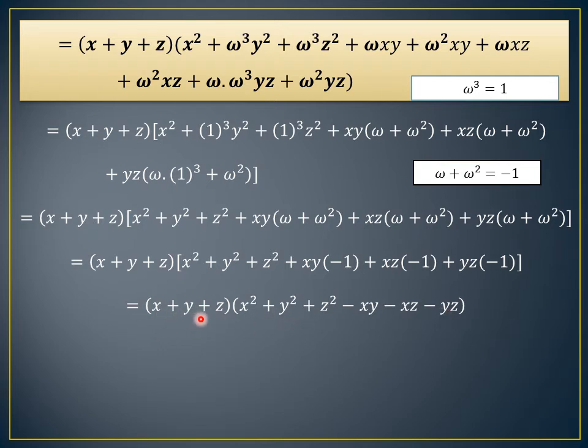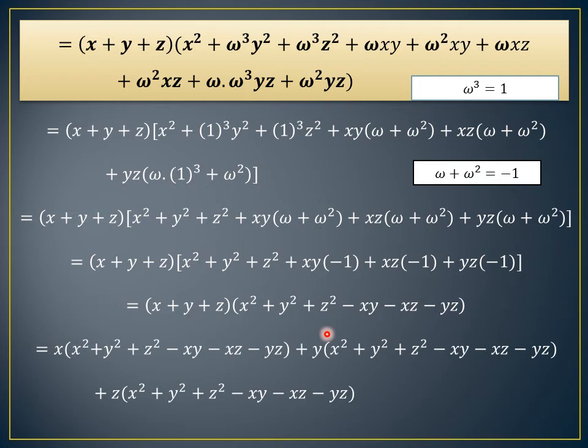a plus b plus c into a square plus b square plus c square minus ab minus bc minus ca equals a cube plus b cube plus c cube minus 3abc, which is actually what we are going to prove. But we are going to prove it using the multiplication method. As I told you before, after the multiplication of the two brackets, we will multiply the answer with the third bracket. So now x plus y plus z is going to multiply with the full bracket.